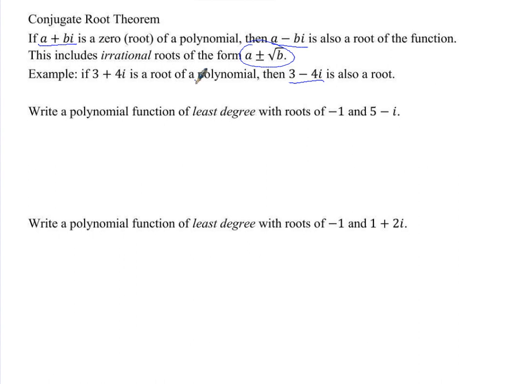The way that we use this is by coming up with polynomials that have imaginary roots. So if I tell you to write a polynomial function of least degree with roots of -1 and 5 minus i, then you can apply the conjugate root theorem. What degree must this polynomial be if I give you these two roots right here? It must be a third degree polynomial. Why?